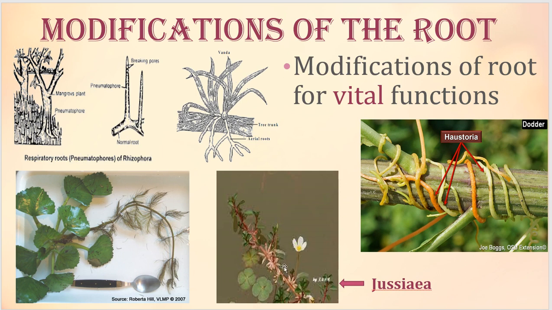And one more example for respiratory root is Jussiaea. Jussiaea is an aquatic plant which has floating lateral branches, and they have lateral roots which are produced to do respiration. Jussiaea does respiration through their soft spongy roots produced on the nodes. And then epiphytic root. What is the name of the tissue present in it? Velamen. This aerial root has velamen tissue. With the help of it, they will absorb moisture and do photosynthesis.